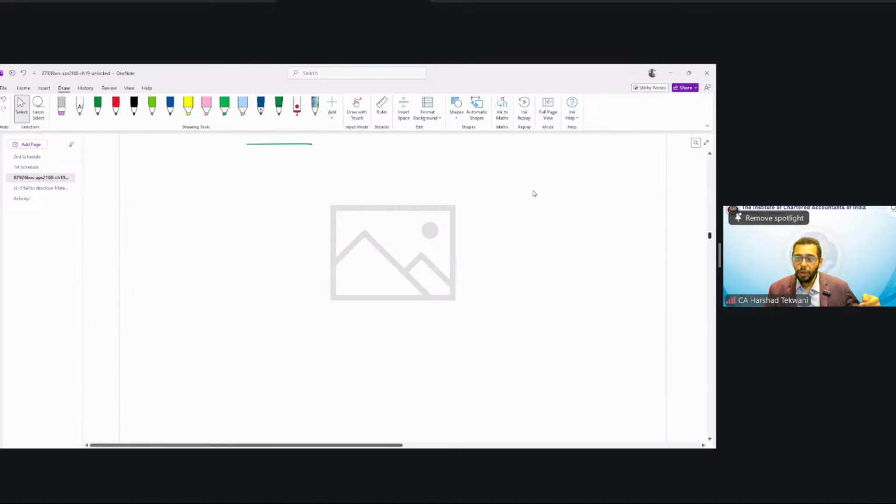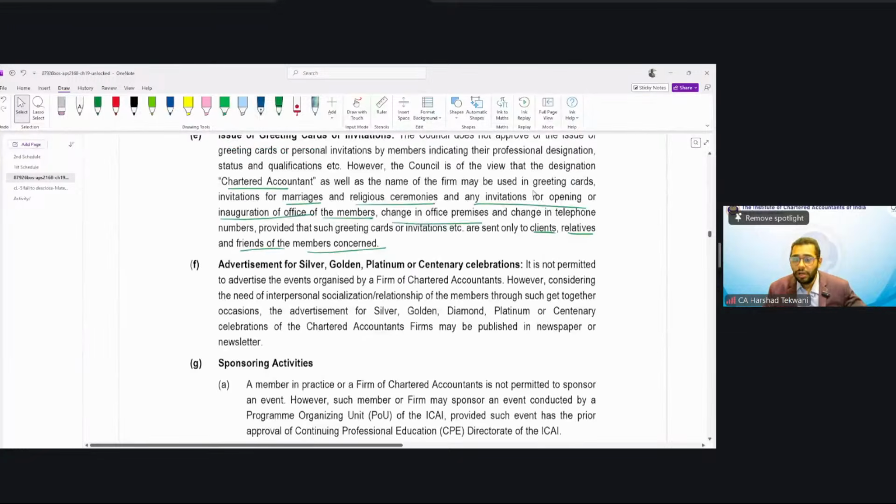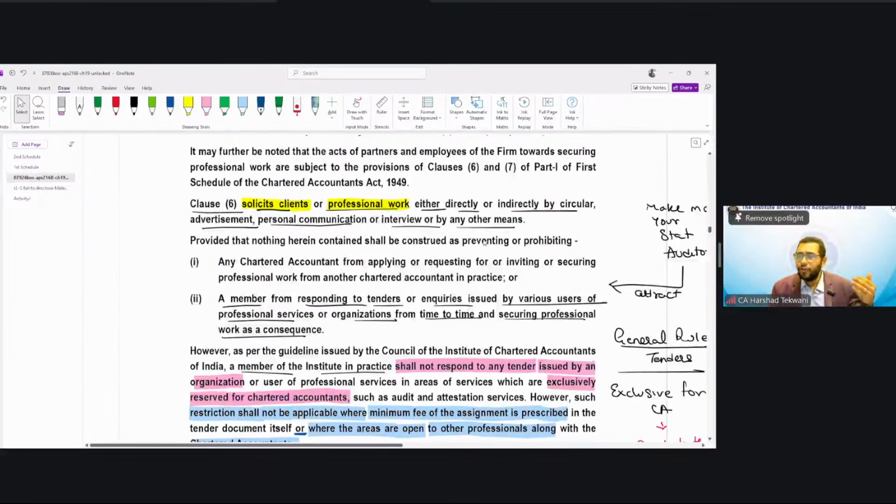So clause 6: if you solicit clients or professional work, that is, make me your statutory auditor, either directly or indirectly by circular, personal communication, interview, or by any other means, you will be held guilty of professional misconduct.